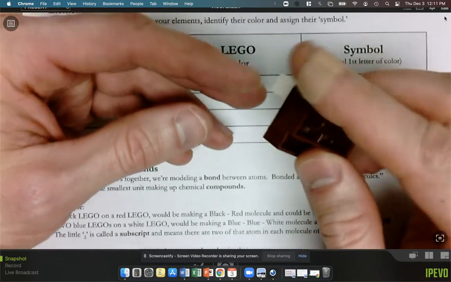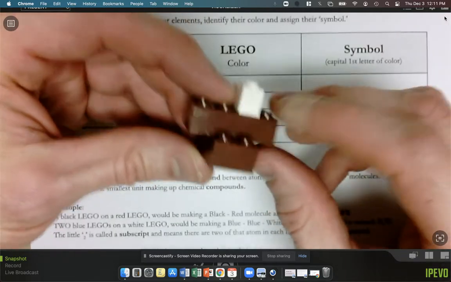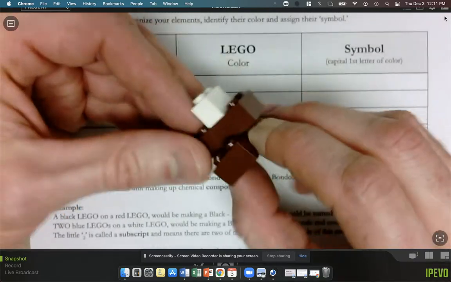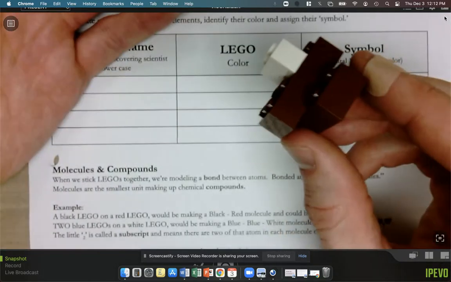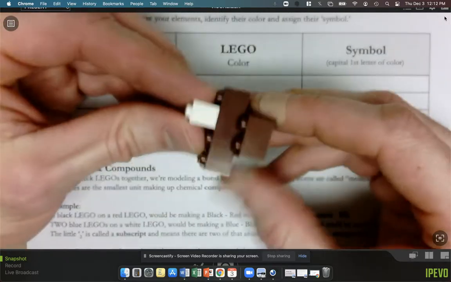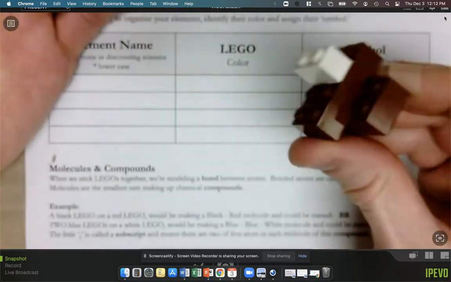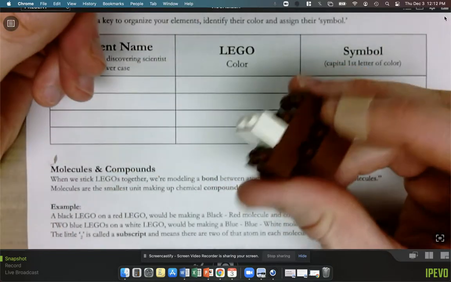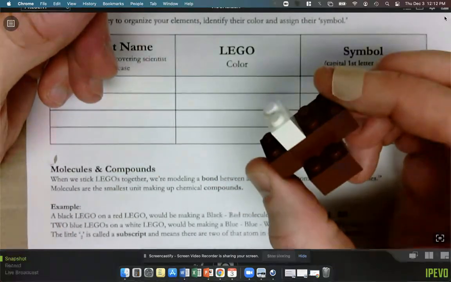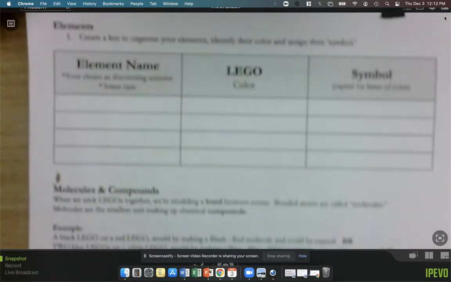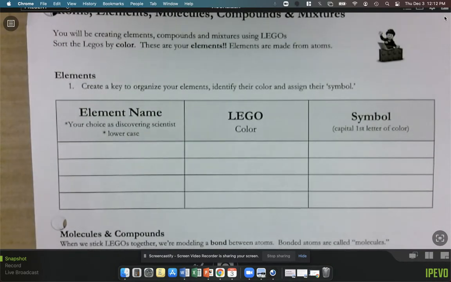So I hope that kind of makes sense. For something to be a molecule, there just has to be atoms combined. It could be the same color, different color. If you want to be a compound, you have to have different elements attached. Okay. So what you'll be doing today, it's somewhat self-explanatory, but I want to give you some introductory directions.